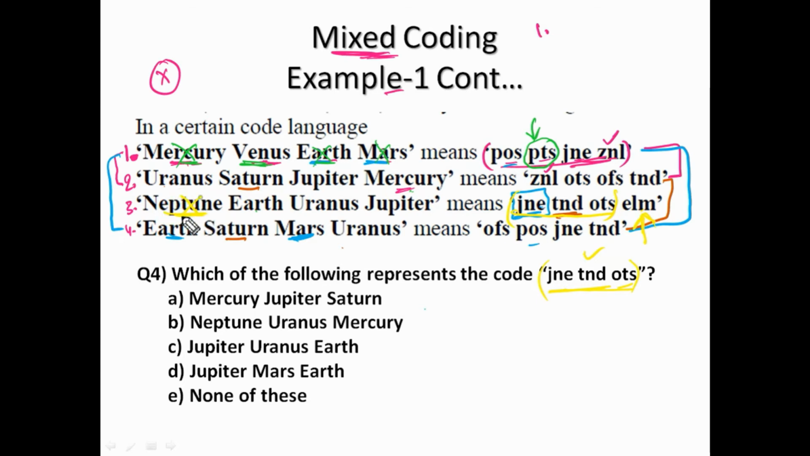So except this Neptune, the remaining three are the words for the remaining three codes. So here Earth, Uranus and Jupiter is the answer. Earth, Uranus and Jupiter is not there in the order, right? So here see, don't forget this one. It's a mixed coding. So we had given the data in a mixed form, so we can answer them in the mixed form only.